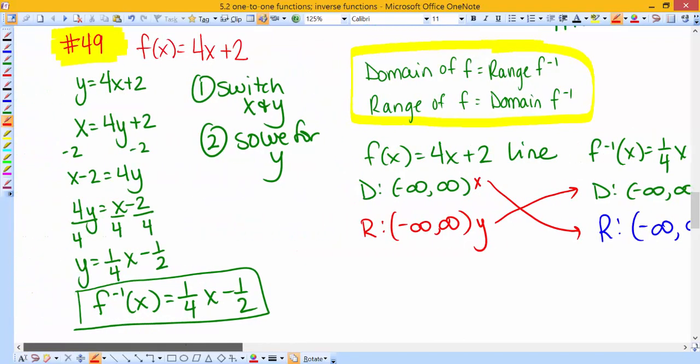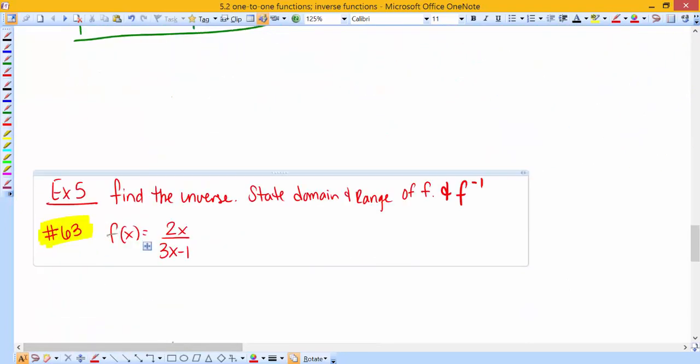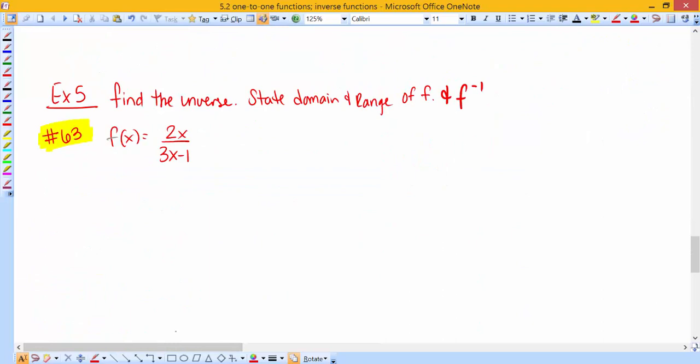Very easy stuff. But you got to practice it. Don't just be like, oh yeah, it's easy, I'll remember it. You do need to practice. So we're going to practice this one more time. And this is not a line. This is a rational function.